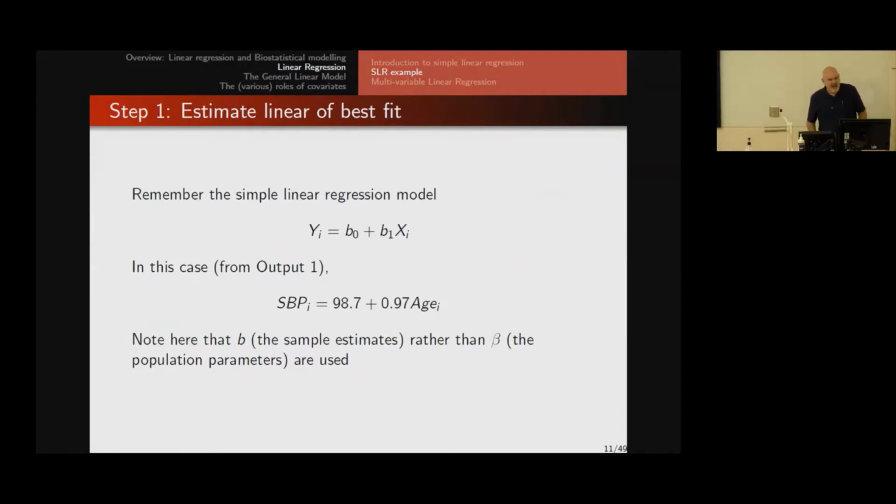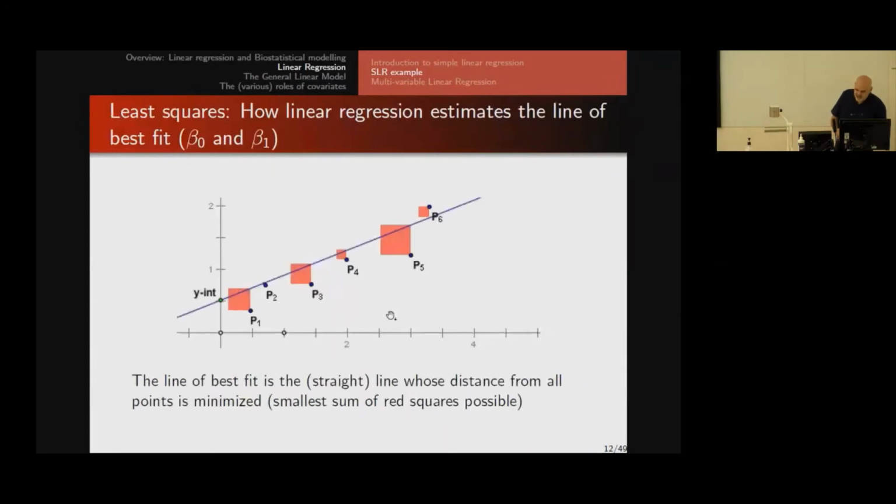Okay, sorry. So how does it get those values? The process it uses in linear regression is a process where the line of best fit is obtained by minimizing the error sums of squares. Now that sounds technical, but it's a very simple idea.